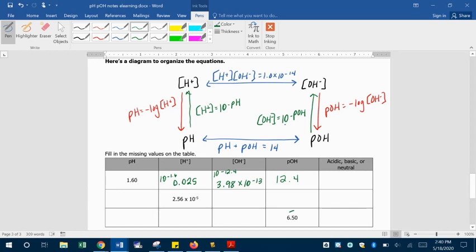And last but not least, I want to know, is this an acid or a base or neutral? And to me, the easiest thing to do is look at pH because that's the scale I learned first. So my pH is less than 7, therefore this is an acid.